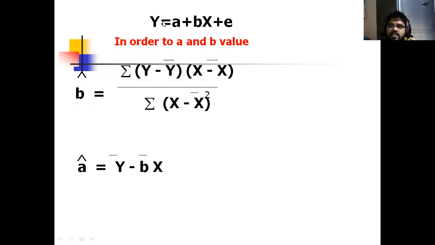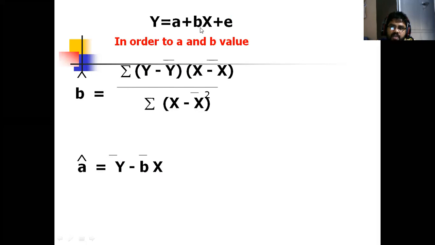So we need to write the equation like this: y is equal to a plus bx plus e. On the basis of this, in order to get the a value, we need to calculate y bar minus b bar x bar. Then to get the b value, the coefficient value, it is the summation of (y minus y bar) into (x minus x bar), divided by the summation of (x minus x bar) whole square. When you substitute the values in the equation, you will get the a and b values. So then we got the beta 0 value and the beta 1 value.